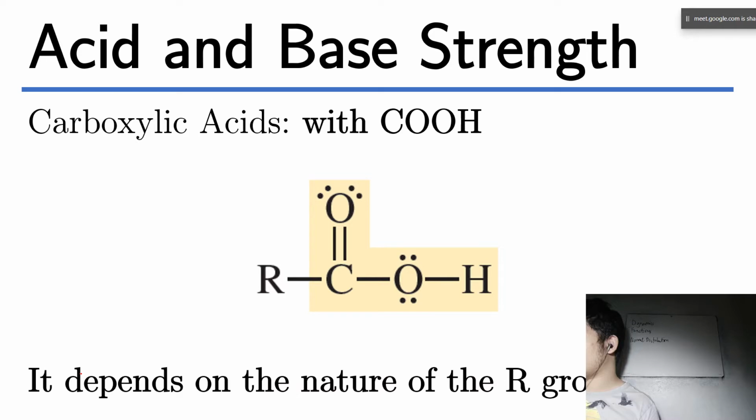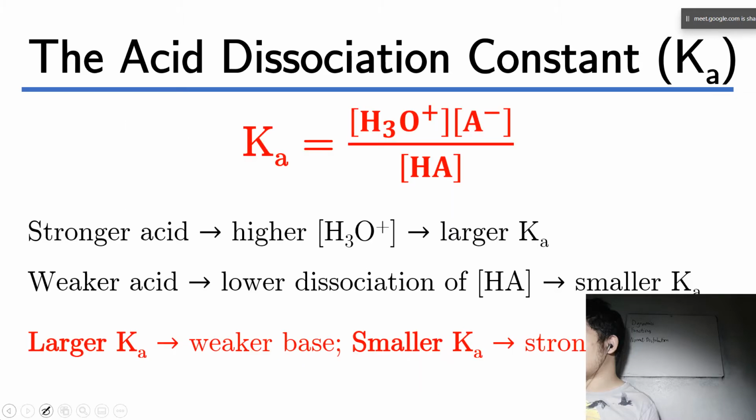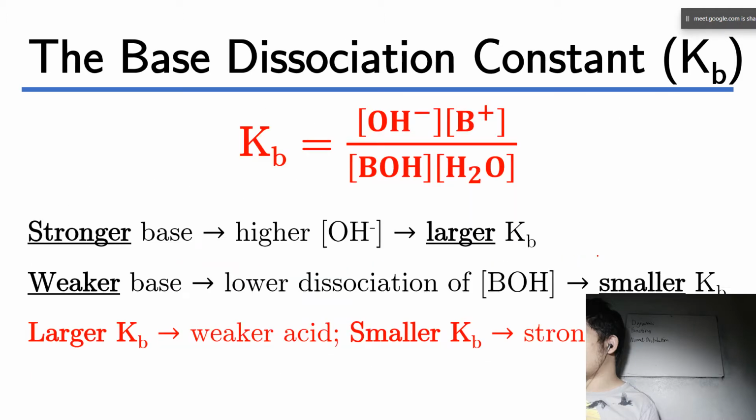We won't go back with this na, the conceptual part, no? I won't give a skill builder na rin on this kasi madali lang naman to. Ka, acid dissociation constant, equilibrium constant for acid and water reactions. Larger Ka, weaker base, smaller Ka, stronger base. Kasi, stronger acid, higher H3O, larger Ka, no? Pag naman base, same thing, no? Same thing. Base nga lang yung pinag-uusapan natin ngayon. Okay?